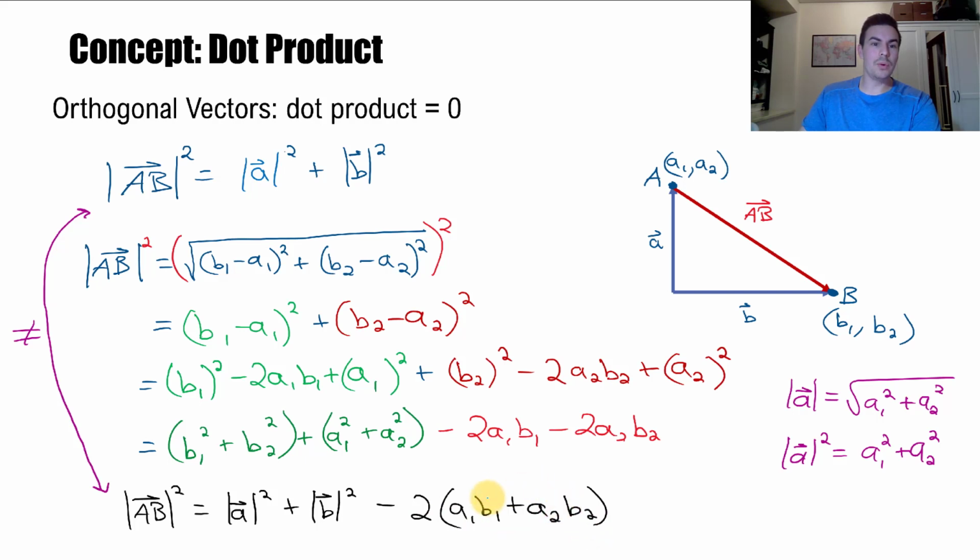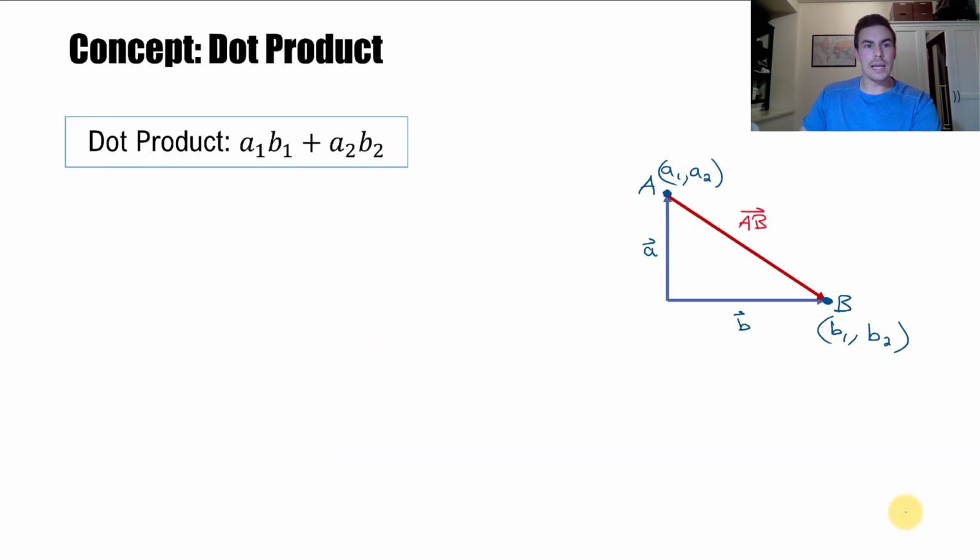And this right here, a1b1 plus a2b2, is actually our dot product, and you'll see that on the next slide. But what does orthogonal vectors mean? Orthogonal vectors are vectors that have a 90-degree angle in between them, like you see here with A and B. You might think of them as perpendicular vectors, but they have another name, orthogonal vectors. So our dot product again is a1b1 plus a2b2.